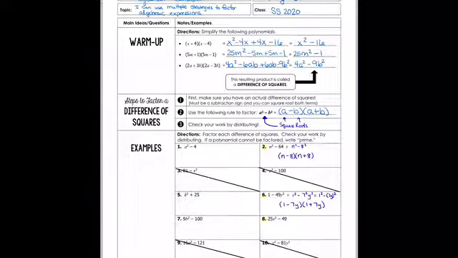Okay, let's take a look at number 8. 25 is 5 squared. So the first term becomes 5x squared, and the second term, 49, is 7 squared. So we take the square root of the first minus the square root of the second times the square root of the first plus the square root of the second.